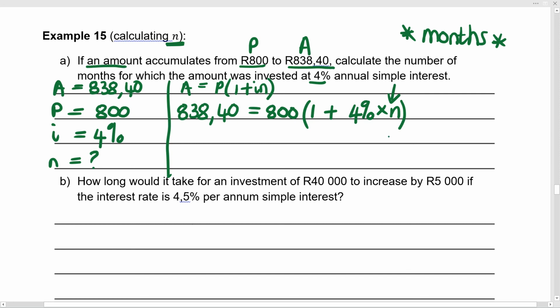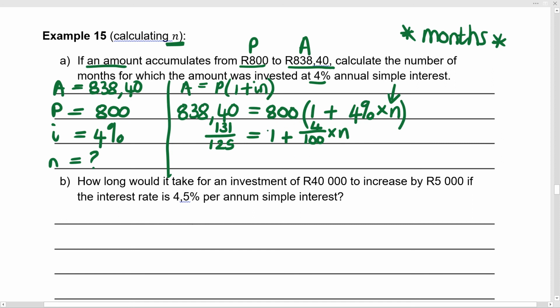We're going to type in 838.4 and we're going to divide it by 800 and we're going to get a fraction. We're going to get 131 over 125. And remember that when we've divided through by the 800, it's gone on both sides. And we're going to say 1 plus, okay, let's think this one through now. We've got 4% times n. So it might be better to write it as 4 over 100 times n, but you could leave it as the percent, okay. Next up is to take off the 1 on both sides.